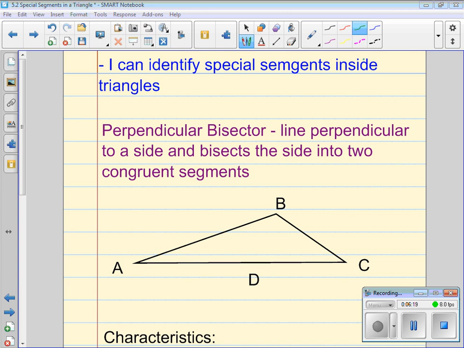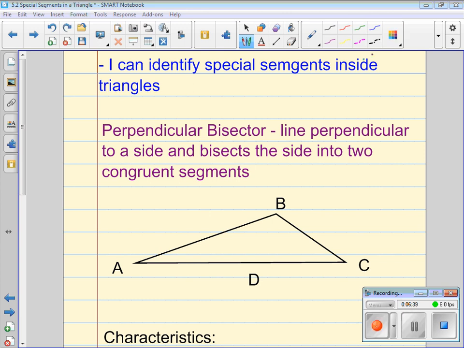I love this one because it has two characteristics and it's right there in the name. Perpendicular bisector. So it's going to be perpendicular to a side and it bisects that side. A line perpendicular to a side and bisects the side into two congruent parts. Now this doesn't have anything to do with the vertices. It's just simply a line that's perpendicular.